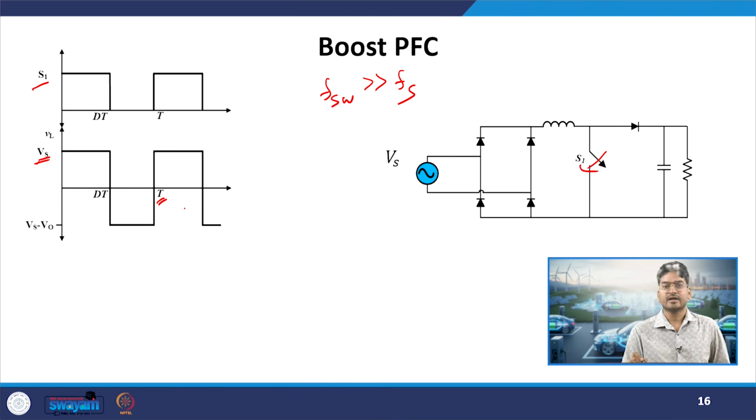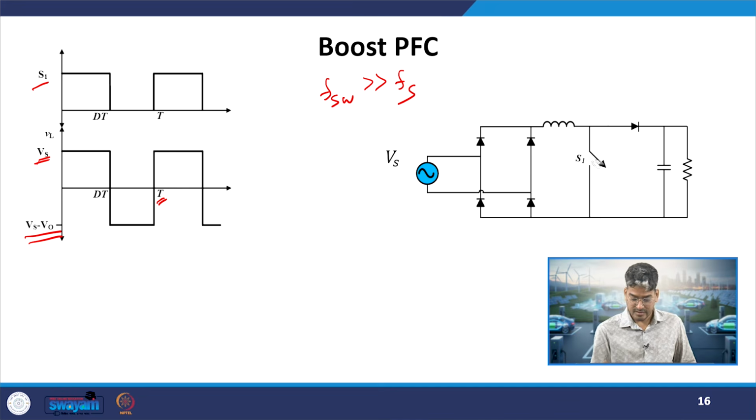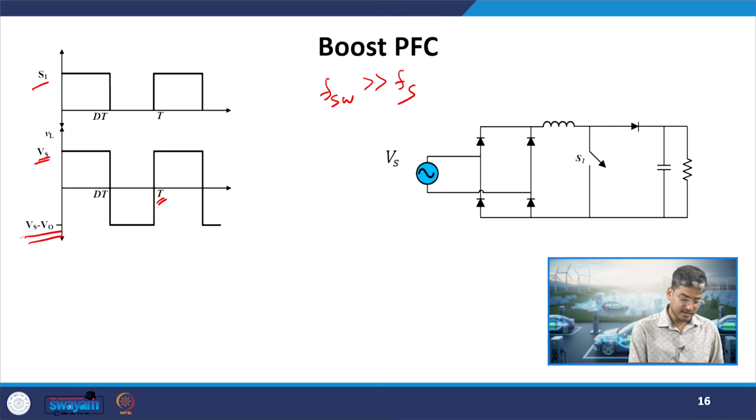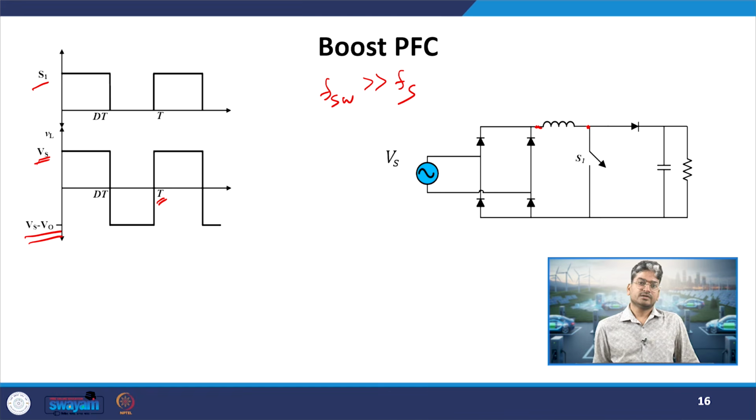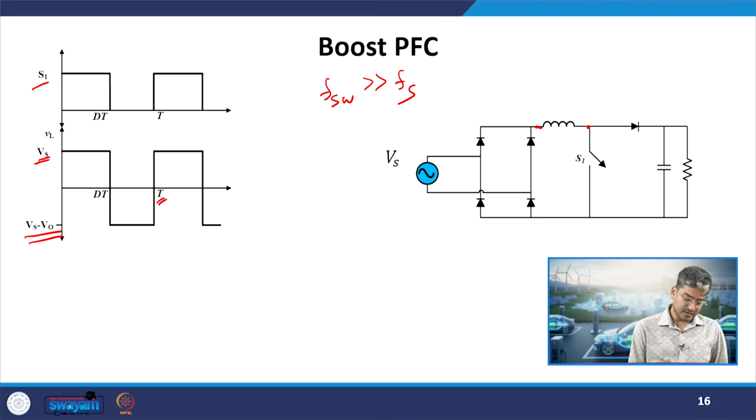In that, I can assume the sine wave to be constant because the switching frequency is very high. So, what will be this Vs minus V naught? When the switch is open or disconnected, it will experience the difference between my input and output voltage, because on one side the input is connected, on the other side VO is connected when the switch is disconnected. So, the inductor will experience Vs minus VO when the switch is off.